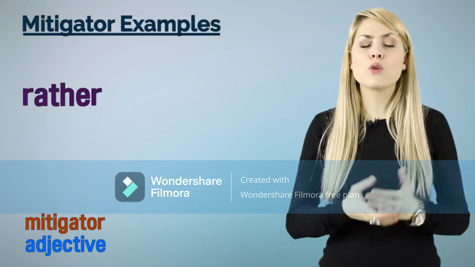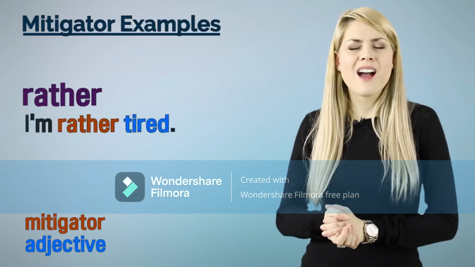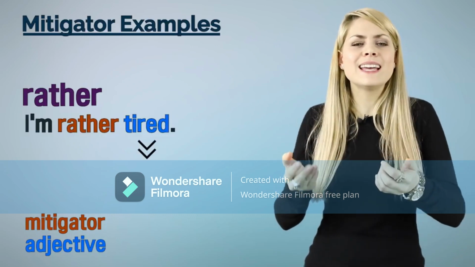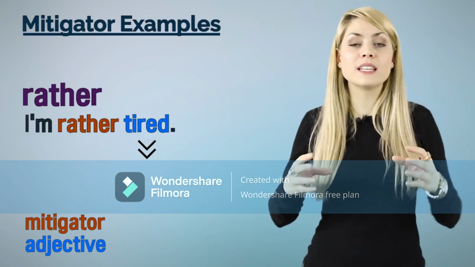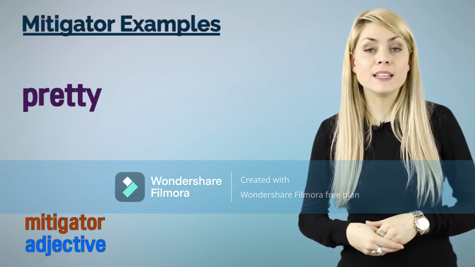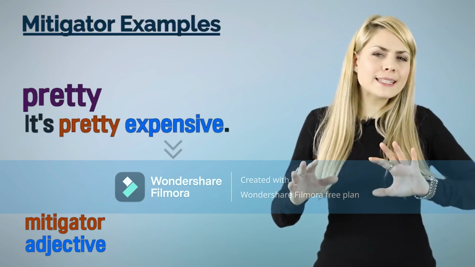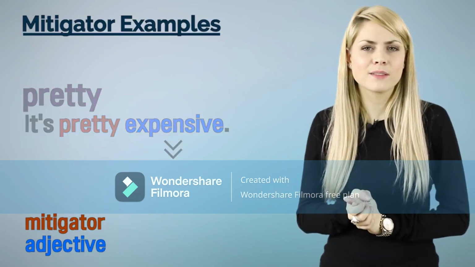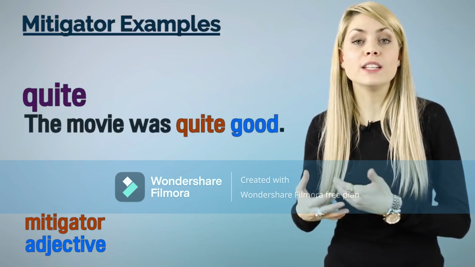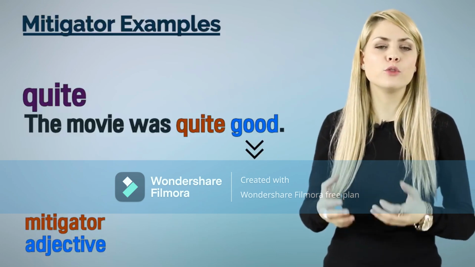Other mitigator, rather. So when I say I'm rather tired, I'm not exactly tired, I'm a bit less. The adjective is less powerful because of this rather. Other example, pretty. It's pretty expensive, which means it's not expensive, it's a little bit less. Or quite, like the movie was quite good. The adjective good is less powerful because of this.